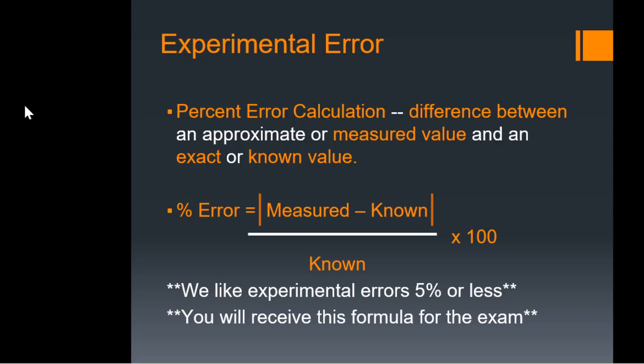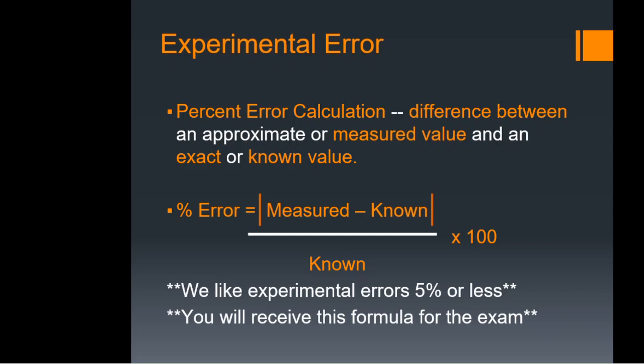Percent error is the difference between an approximate or measured value and an exact or known value. That means the known value has been repeated so many times, and we'll use this with density, that it's what the science community as a whole uses as what this number should be. It's calculated as percent error equals the value you measured minus the known one, usually from a book or a table, and you take the absolute value so that it's always positive. Divide by the known and multiply by 100. This gives you a percentage, and we like experimental errors of 5% or less.